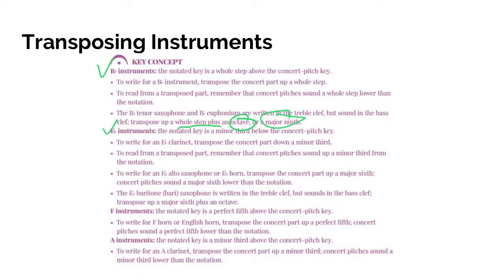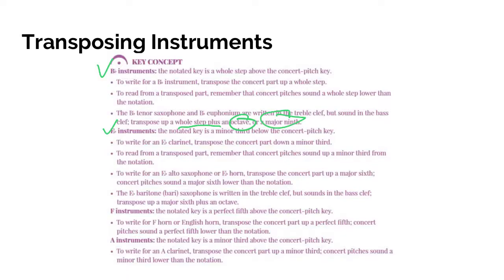E-flat instruments: the notated key is a minor third below the concert pitch key. So to write for an E-flat clarinet, transpose the concert part down a minor third. So if we were in the key of E-flat, you would write in C.